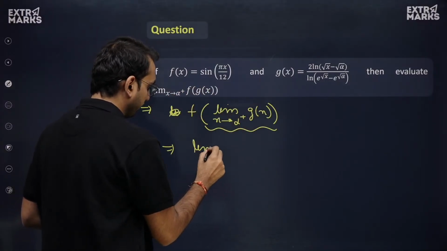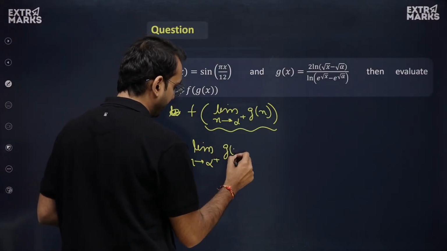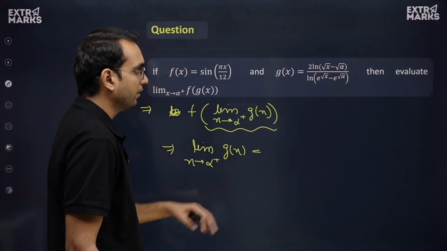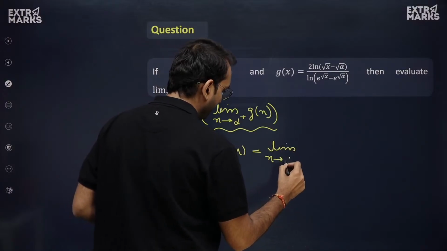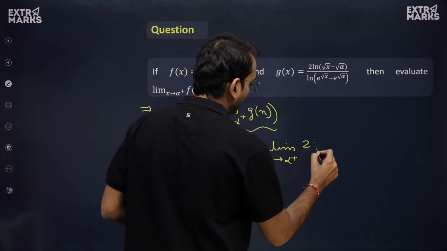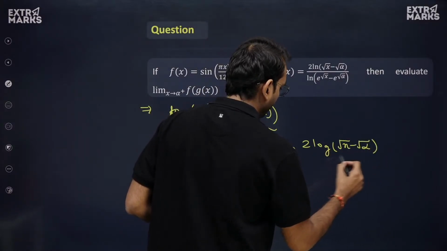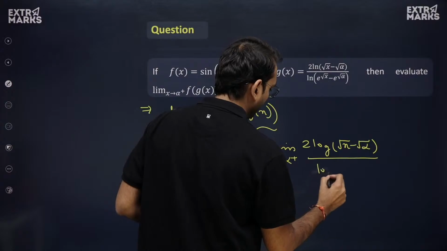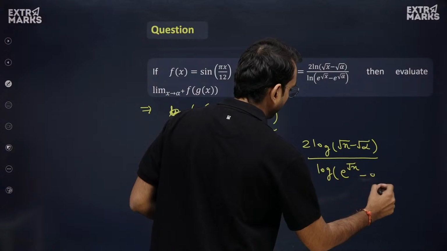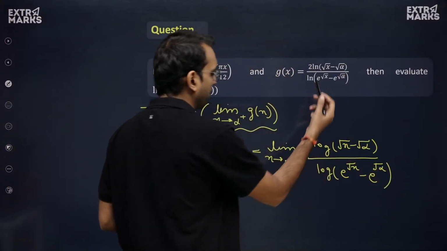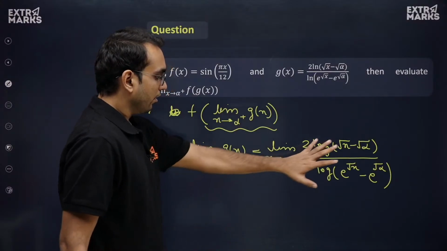So limit x tends to alpha plus g(x). Let's find the value of this. Now what is g(x)? g(x) is this, right? So limit x tends to alpha plus 2 log of root x minus root alpha upon log of e to the power root x minus e to the power root alpha. Obviously ln can be written as log. Obviously the base is e, right? Now I have to find this.